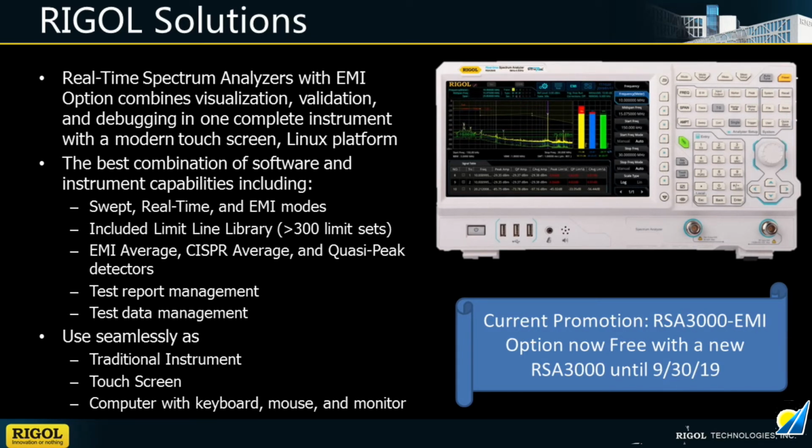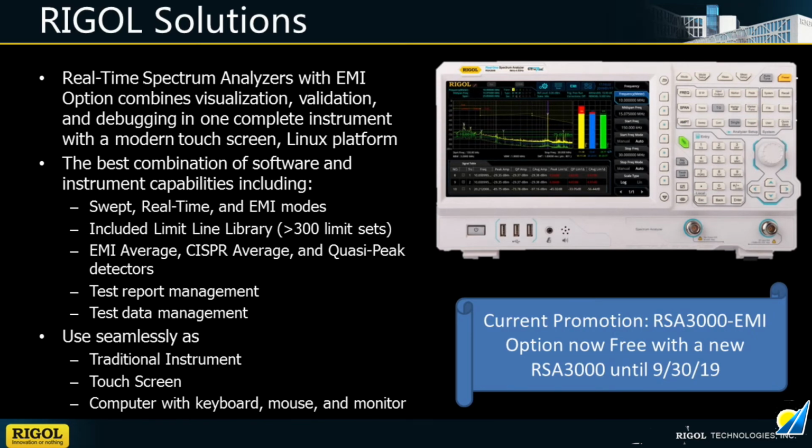Really at the heart of our EMI pre-compliance solutions are the new real-time spectrum analyzers here at RIGOL. Models like the RSA3000 allow you to do both swept analysis with high performance for visualization tasks, real-time mode, which is great for some validation and a lot of debugging tasks like we just did, and then our new EMI mode, which is ideal for your radiated and conducted validation tests, with over 300 limit lines preset and pre-built into the library.